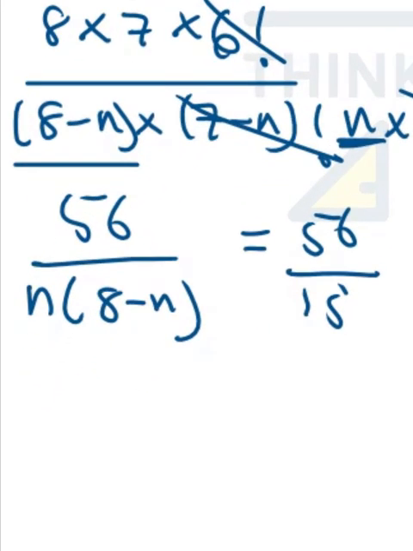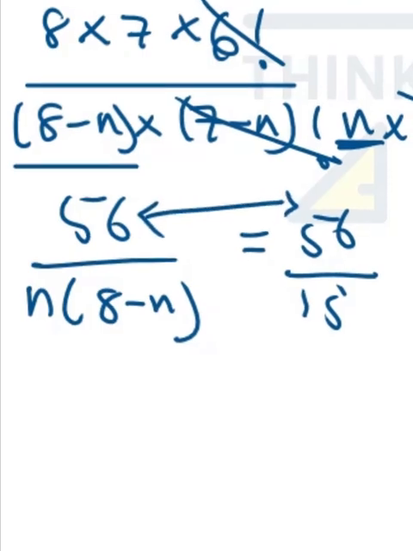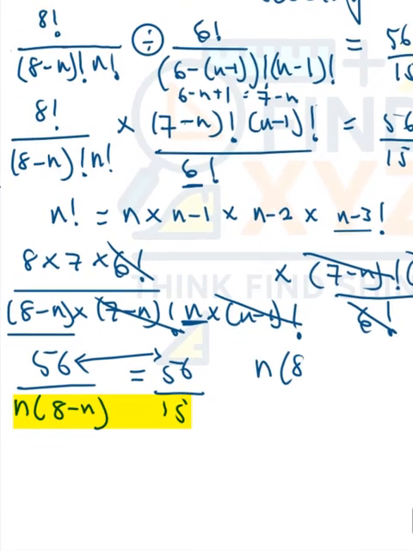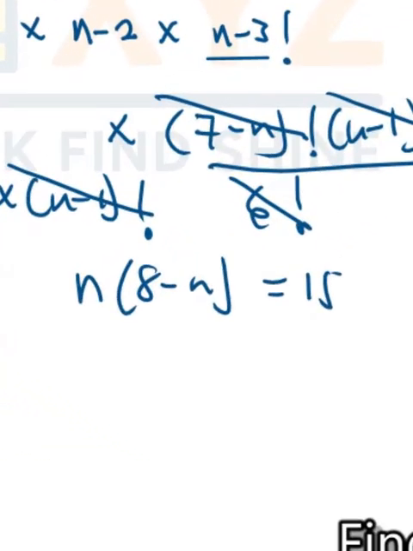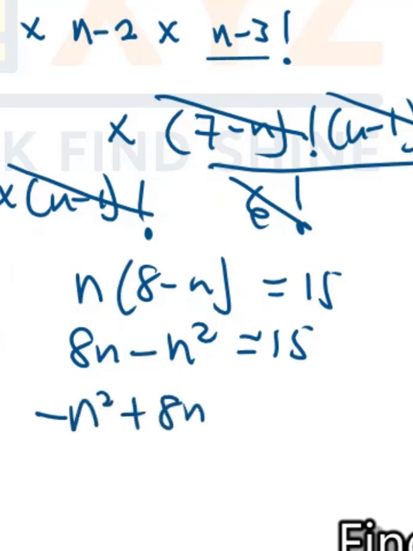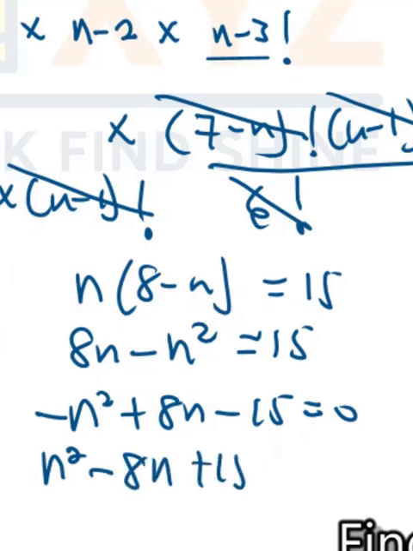Now 56 is definitely equal to 56, so they are the same. I'm not going to look at that. I'm only going to look at n multiplying 8 minus n is equal to 15. Now let's expand. I'm going to have 8n minus n squared is equal to 15. Then if I rearrange this, I'm going to get negative n squared plus 8n minus 15 is equal to 0. I can decide to multiply everything by negative 1, and this will make sure that every value changes sign. So negative n squared will become positive n squared, positive 8n will give us negative 8n, and negative 15 will give us positive 15 is equal to 0.